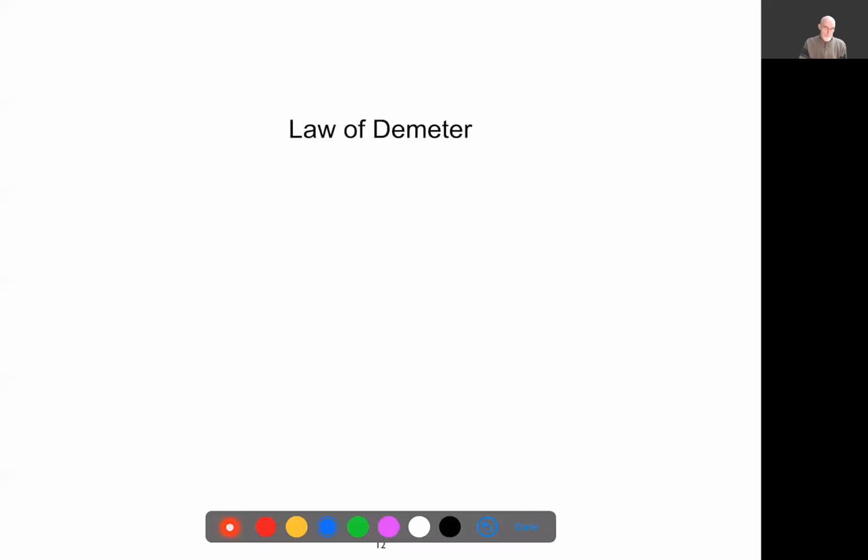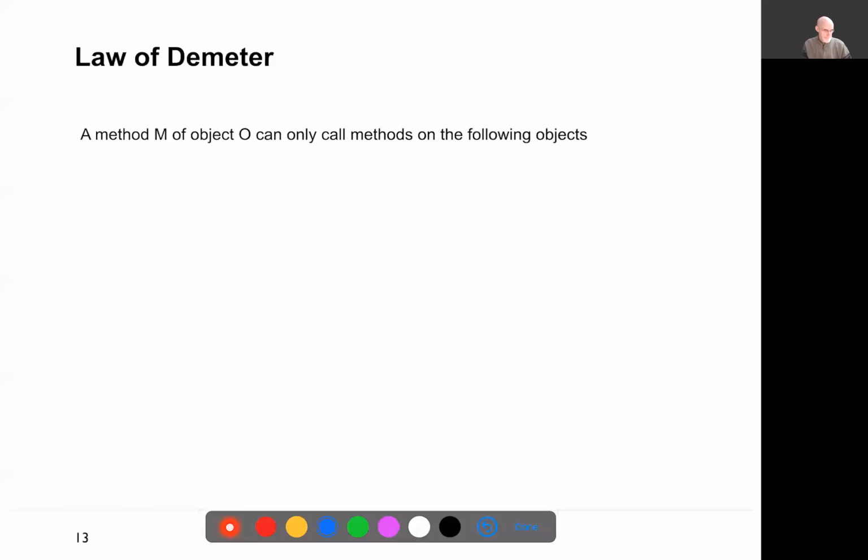Okay, something slightly different. A number of years ago, there was this project at the university called Demeter, and they noticed something that helped produce better code, and so it became known as the Law of Demeter. And the formal definition is slightly obtuse.